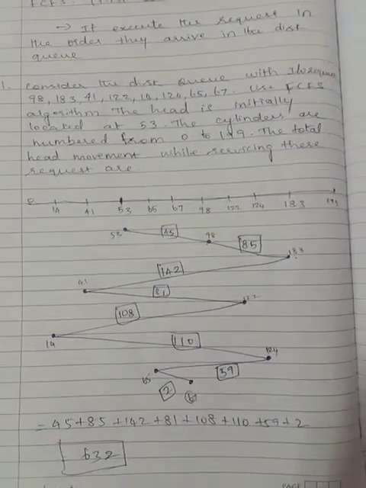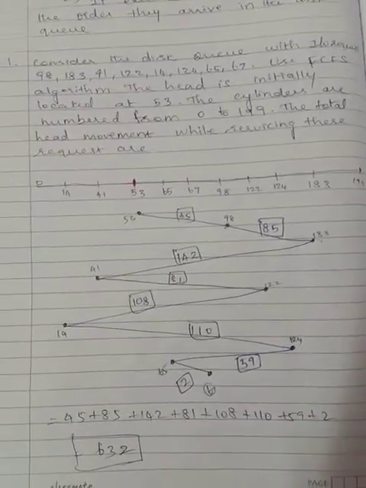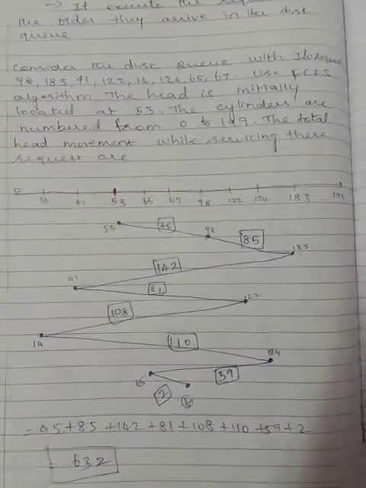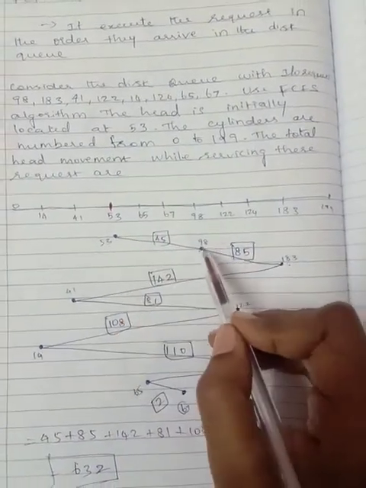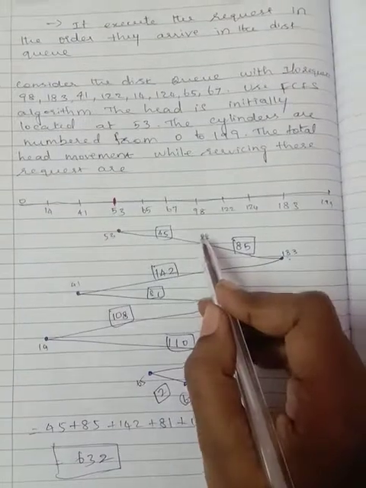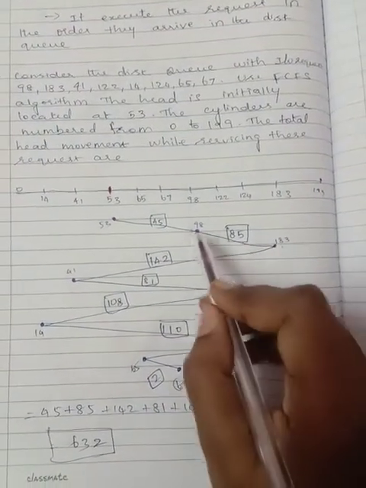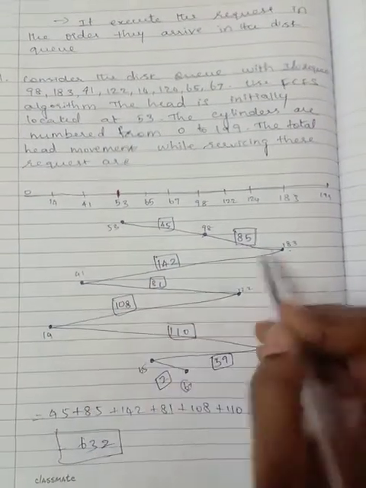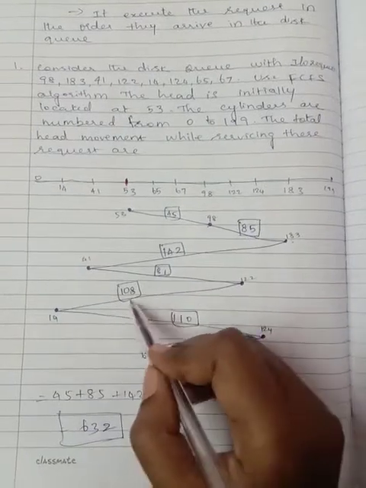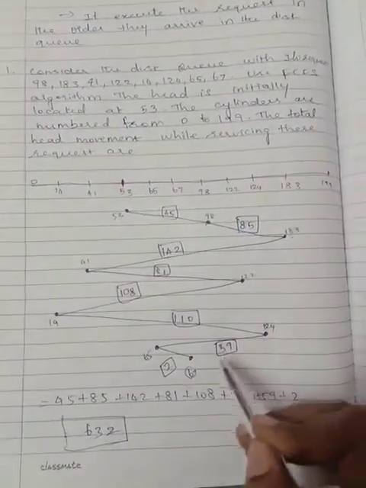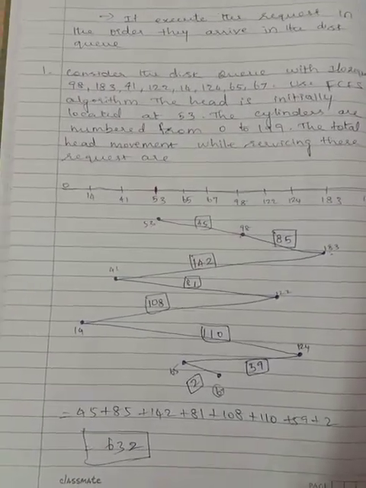To reduce this, we go to the next one, SJF. As per this, we just have to work out from 53. Here the first service is 98, so we find 98 minus 53, 45, and then 183 minus 98, 85. Then 183 minus 41, 142. We write down the head movement of each and every request, and then add all of these. So you will get the head movement as 632.